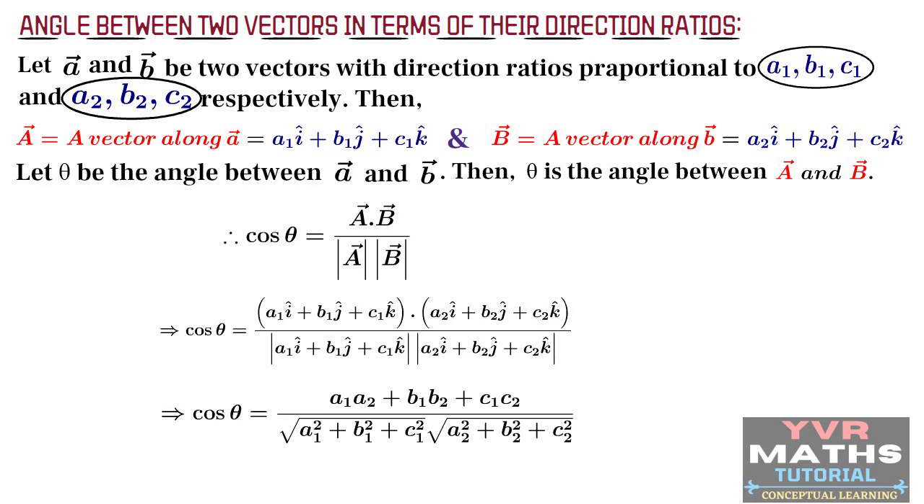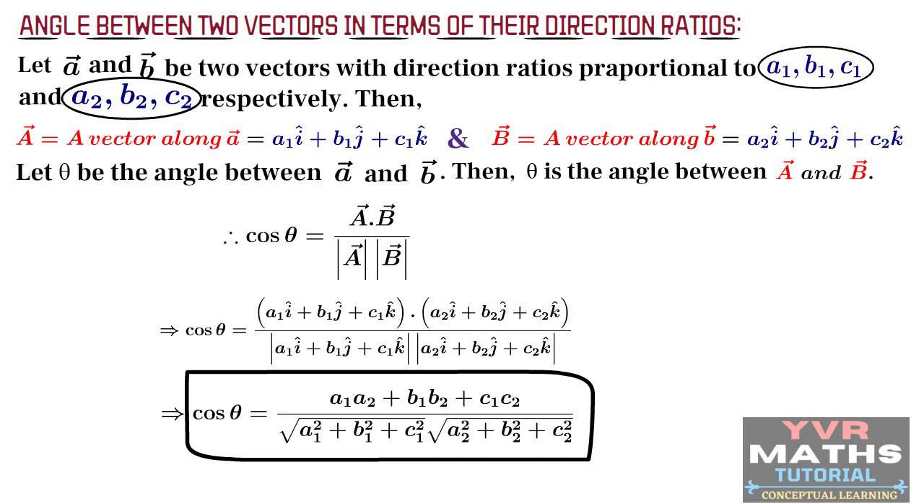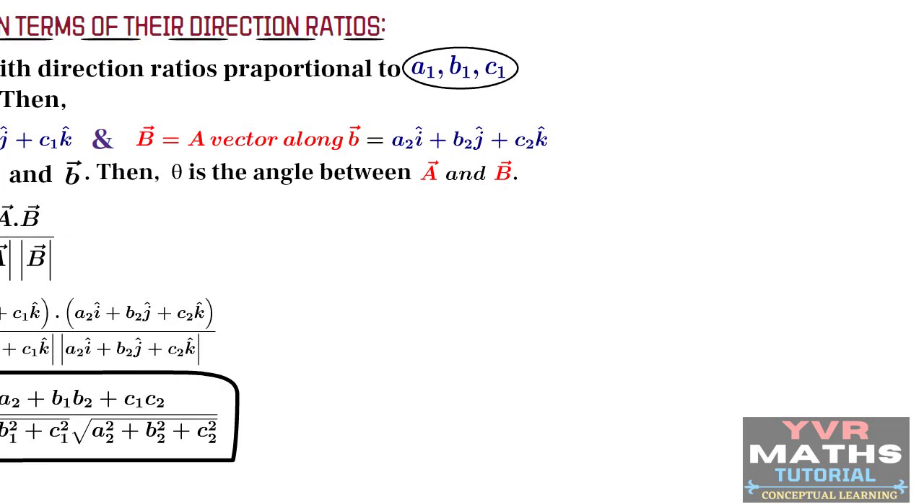And what is the magnitude of the vector? Over root A1 square plus B1 square plus C1 square into over root A2 square plus B2 square plus C2 square. So this is the formula to find the angle between two lines if we know the direction ratios of a line. Now we will discuss two cases. The first case is if the two lines are perpendicular and the second case is if the two lines are parallel. Let us discuss the first case.